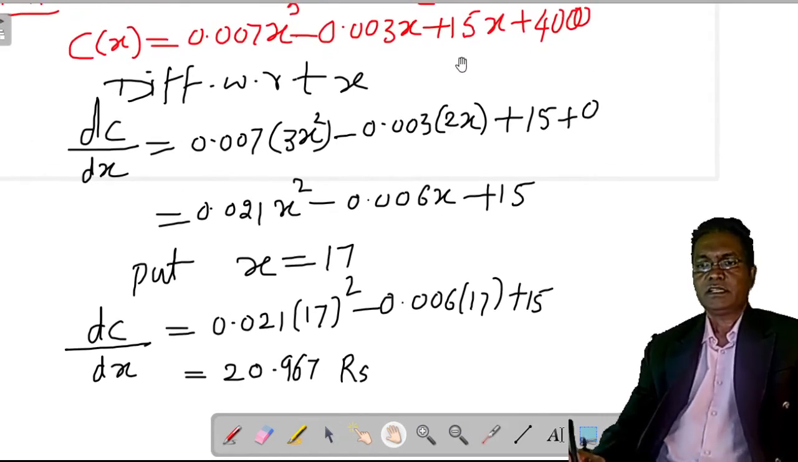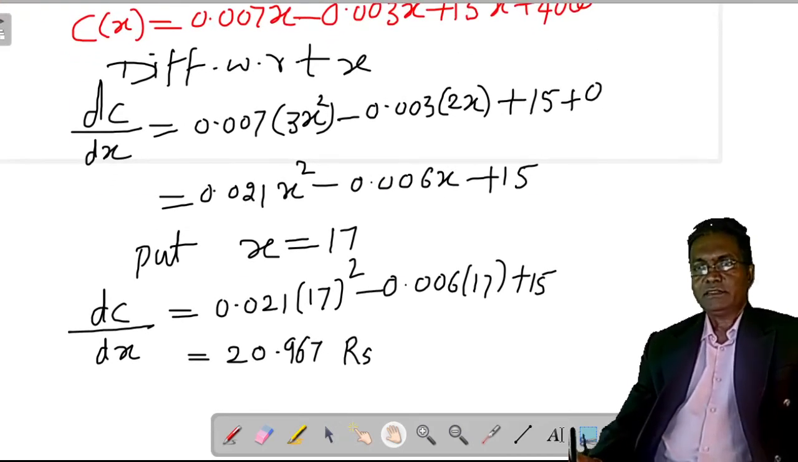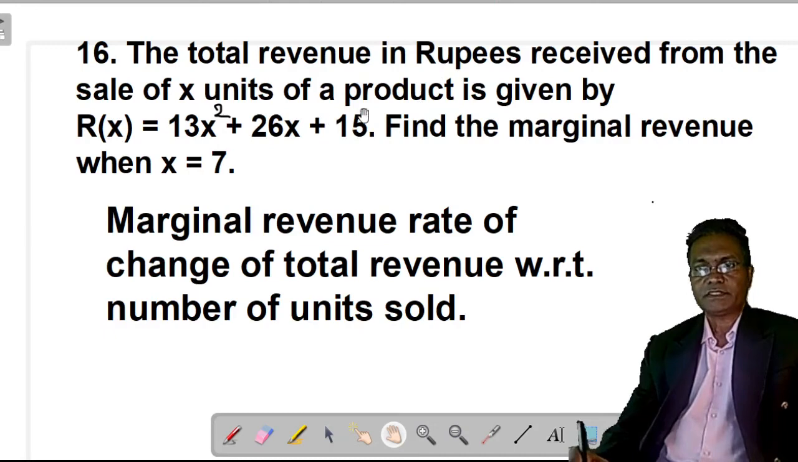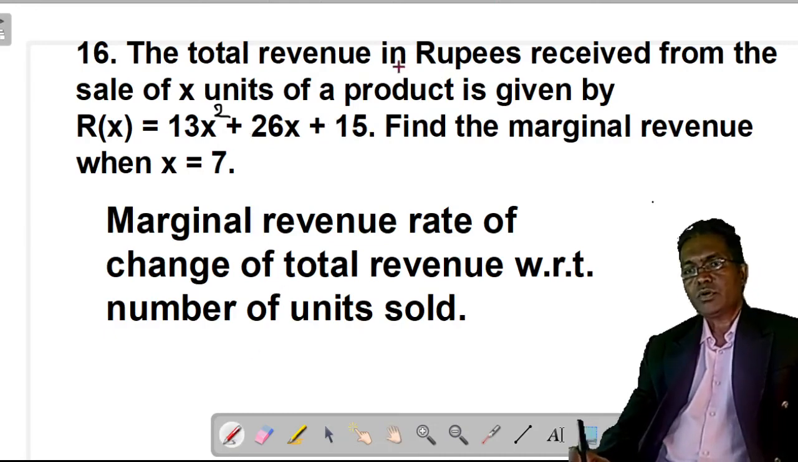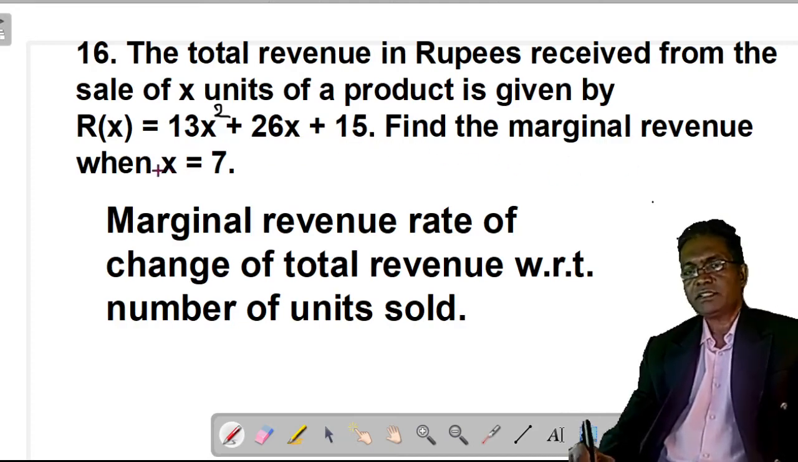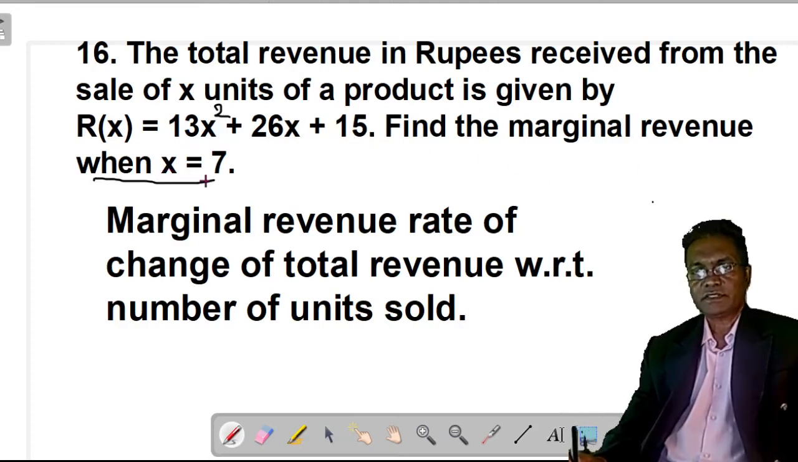Let's have another in the same format. The total revenue in rupees received from the sale of x units of a product is given by R of x is equal to 13x square plus 26x plus 15. Find the marginal revenue when x is 7.